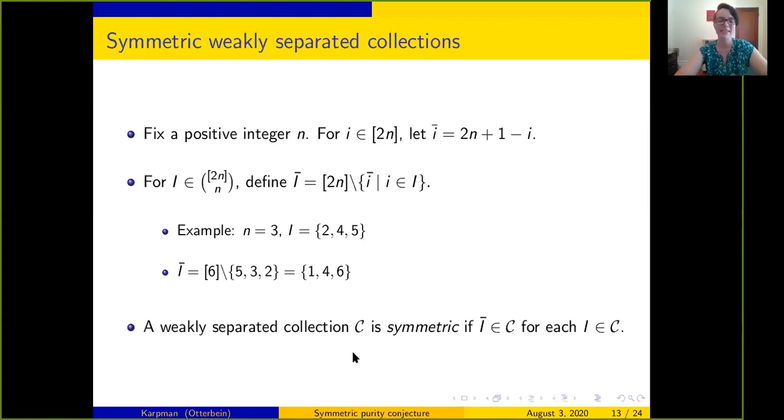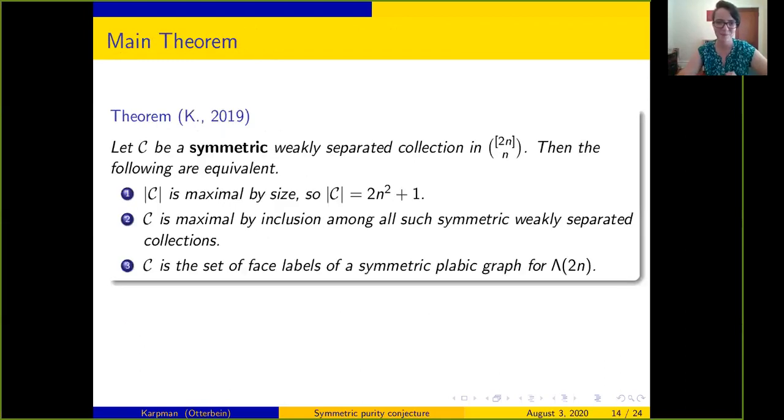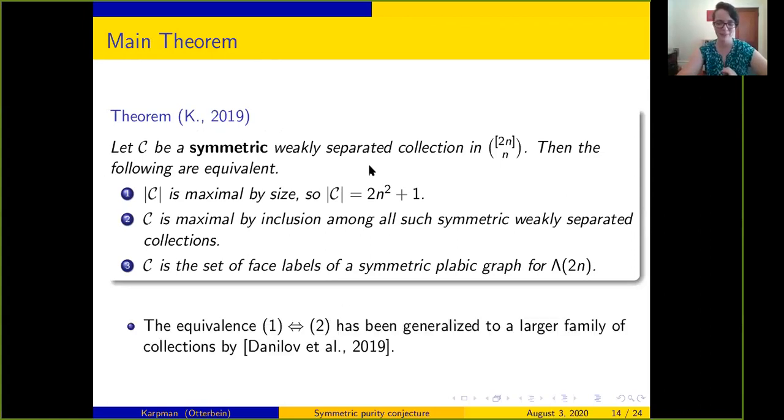I'll say that a weakly separated collection is symmetric if, for any set in the collection, it also contains its reflection. Hopefully that's clear. And with this notion in place, as I said, we get a complete analog of the theorem from a few slides ago.